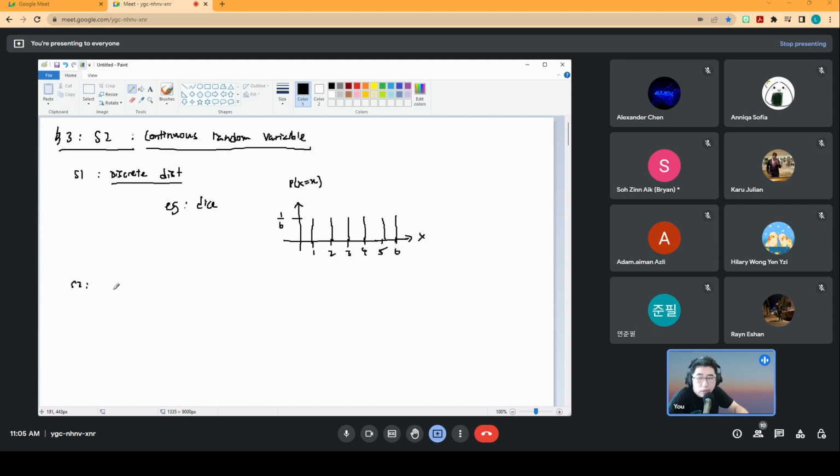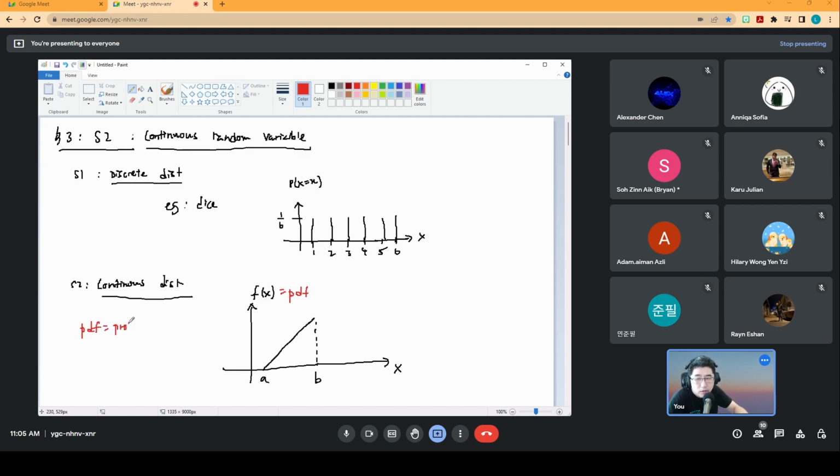Now for S2, we are talking about continuous distribution. Right now, what you have is f(x), where the shape could be any shape that we want, and this will be the possible x value. So maybe a to b, and this f(x) here we call PDF. PDF here means probability density function.